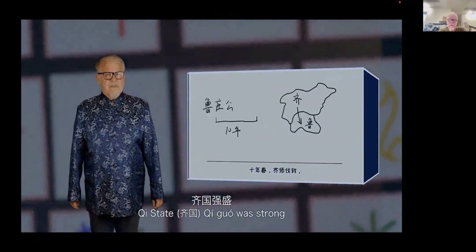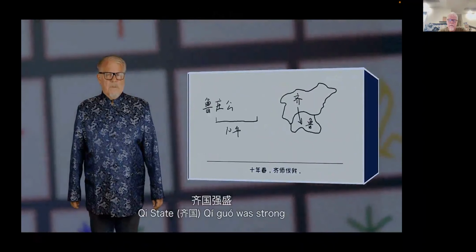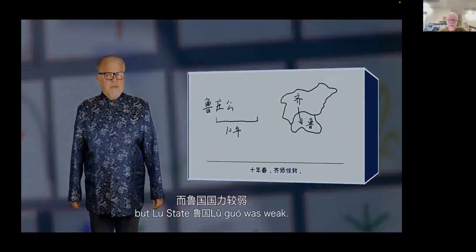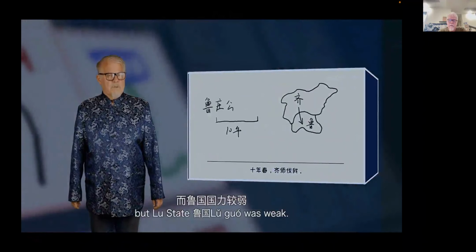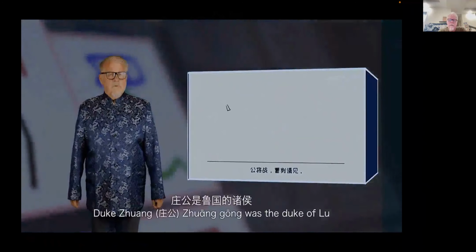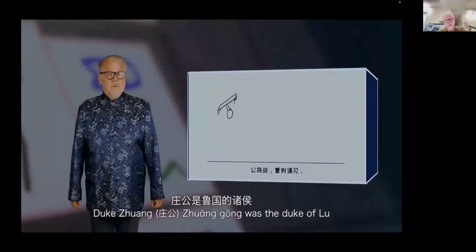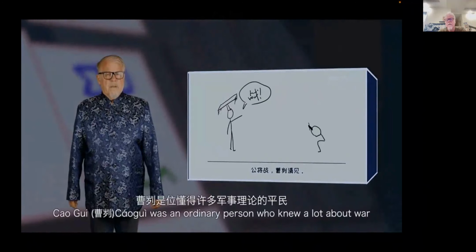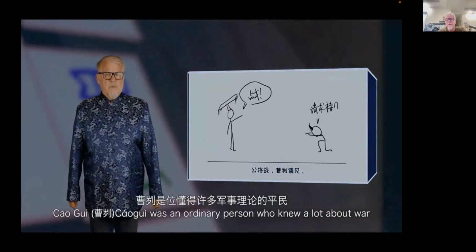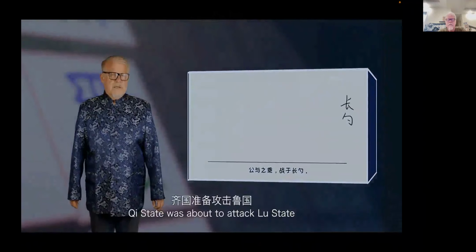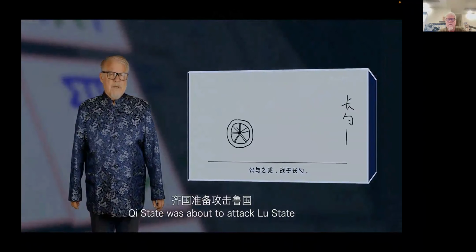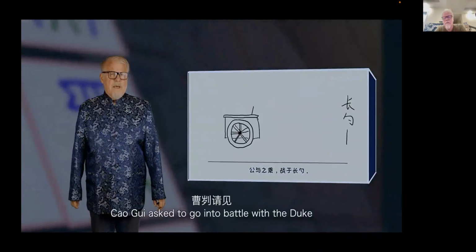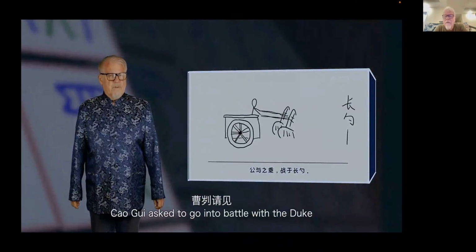At the time, Qi state, or Qi Guo, was strong, but Liu state, or Liu Guo, was weak. Duke Zhuang, or Zhuanggong, was the Duke of Liu. Cao Gui was an ordinary person who knew a lot about war. Qi state was about to attack Liu state. Cao Gui asked to go along into the battle with the Duke.